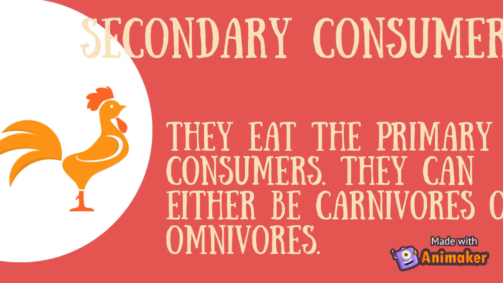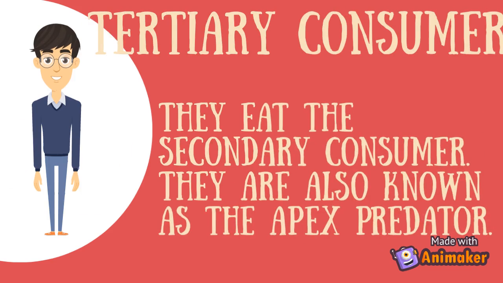They can be either carnivores, eaters of animals only, or omnivores, eaters of both plants and animals. Tertiary consumers eat the secondary consumers. They are also known as the apex predator because they are at the top of the food chain. They consume energy from all other levels.